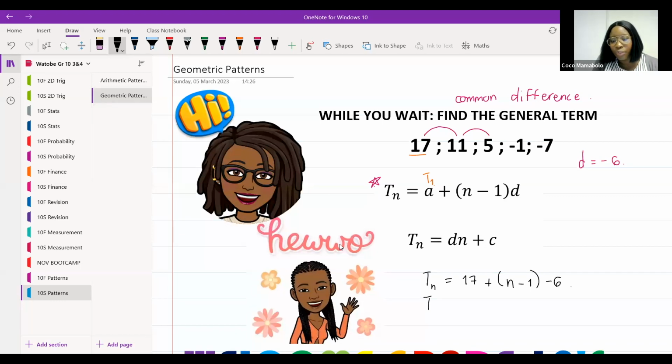Now my next move is to distribute. Tn is equal to 17, -6 times n is -6n, and -1 times -6 will give us +6. Then I'm just going to add like terms. Tn is equal to -6n, and 17 plus 6 will give us +23.